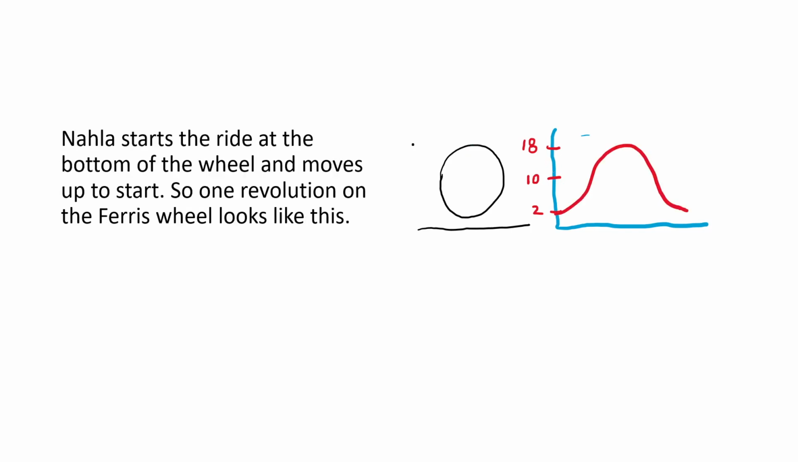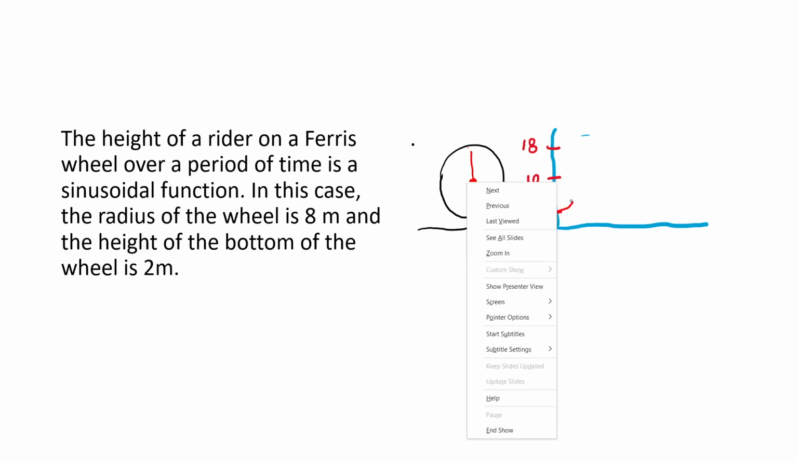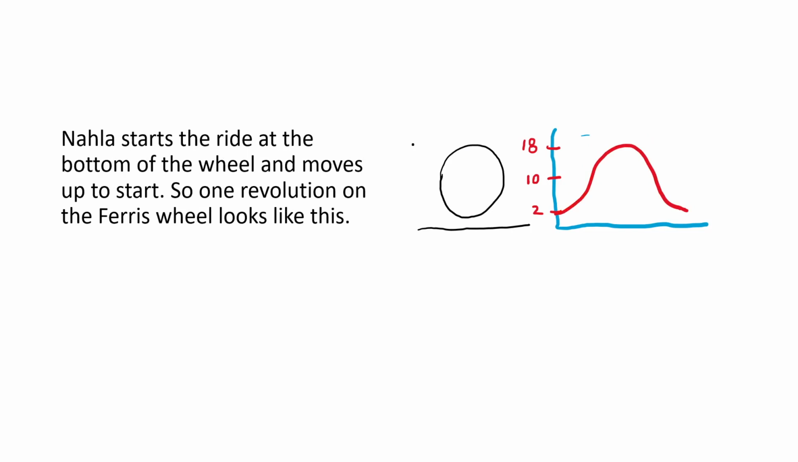Now, since she starts at the bottom of the wheel and goes up, that means as she goes around the circle one time, her height as a function of time is going to look like this. And that's what we show on the next slide. Now, we have our dependent variable, which is height, here on the y-axis, but we need an independent variable, and our independent variable is clearly time.